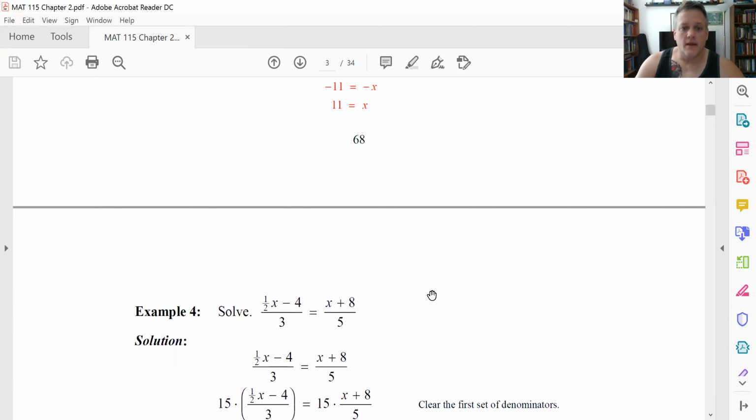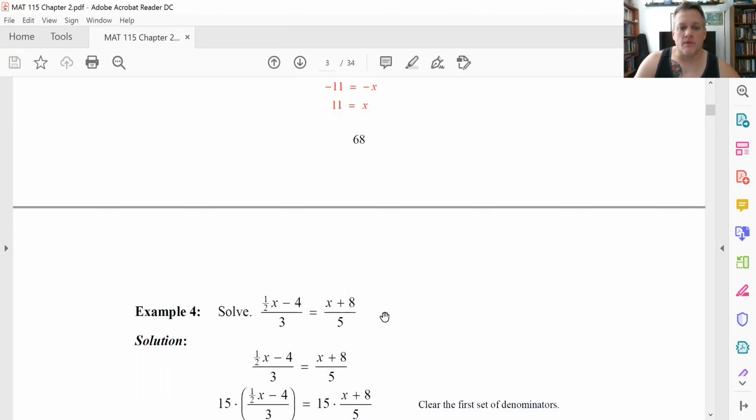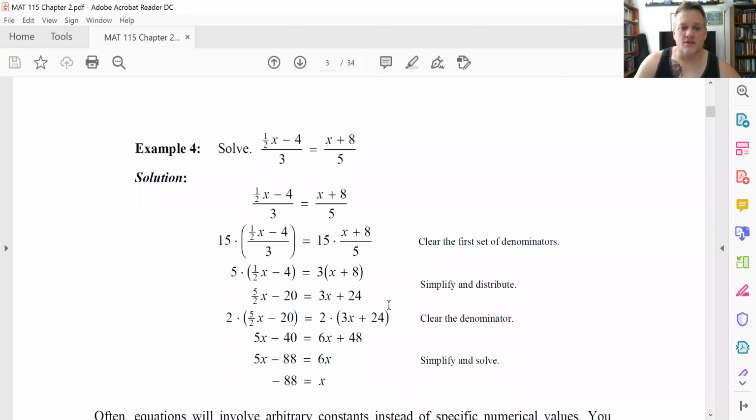All right. I'll leave you to do this. It's the same sort of idea, but now you have fractions inside of fractions. Just try doing that and see what you get. I'll put the solution up there just so you can see it and check yourself.